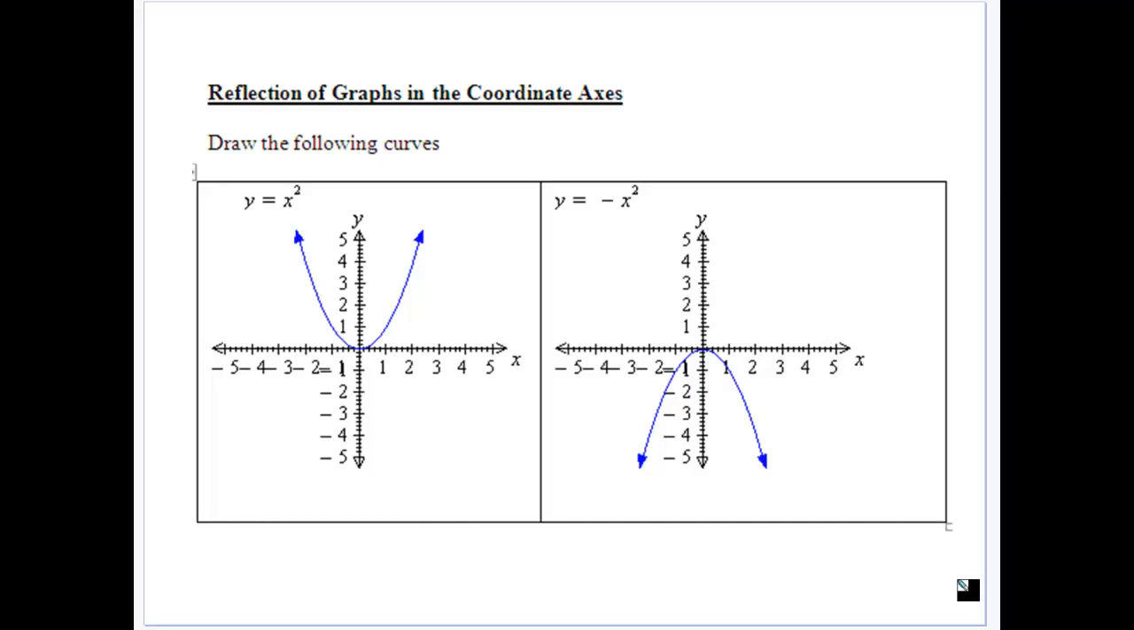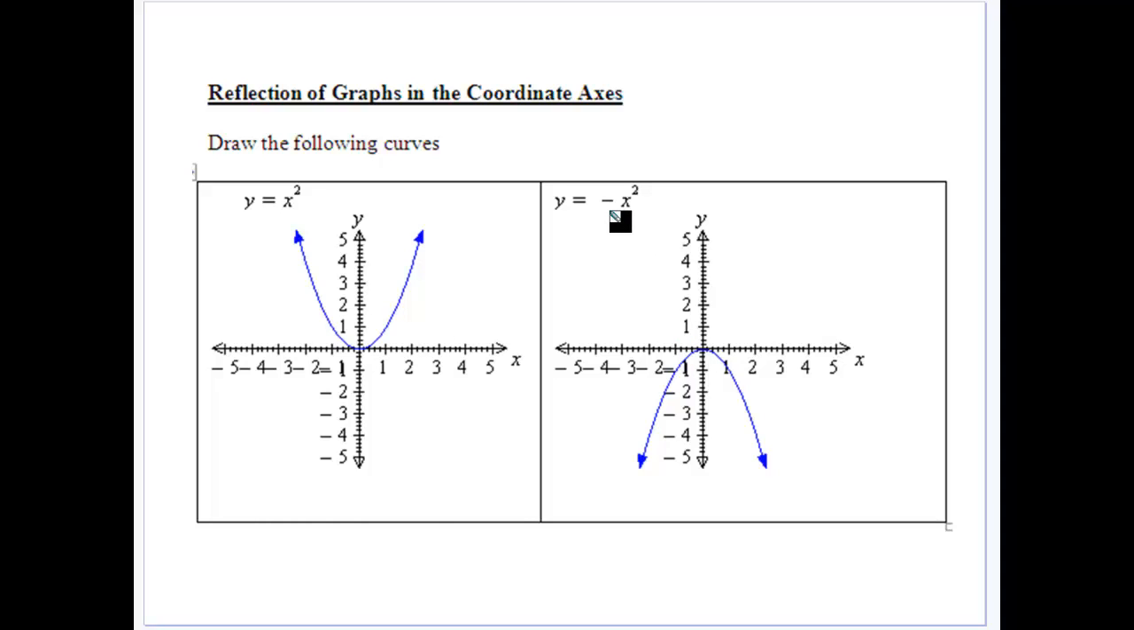Now, what we want to do is have a look at what happens to our graphs when we start to add some negatives in front of the function, or we want to take the absolute value, or take the function of the negative value. So let's consider x squared here. So we know what x squared looks like. We've got this curve, parabola, looking like that. What happens when it's minus x squared?